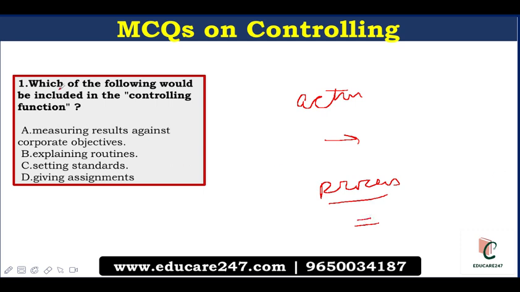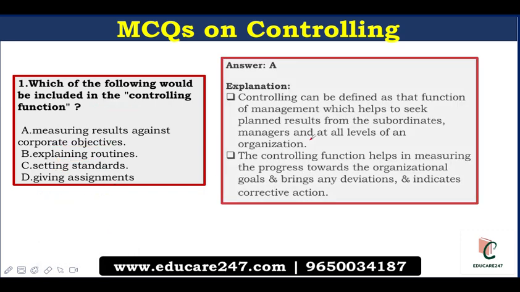Moving on to the MCQs. Which of the following would be included in the controlling function? A. Measuring results against corporate objectives. B. Explaining routines. C. Setting up of standards. Or D. Giving of assignments. So the correct answer here is A. That is, measuring results against corporate objectives.